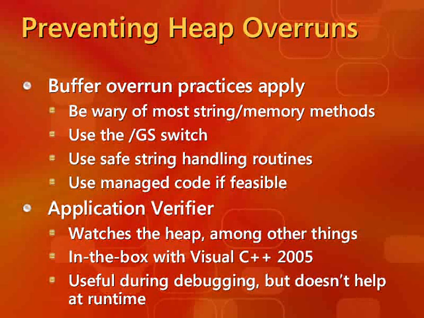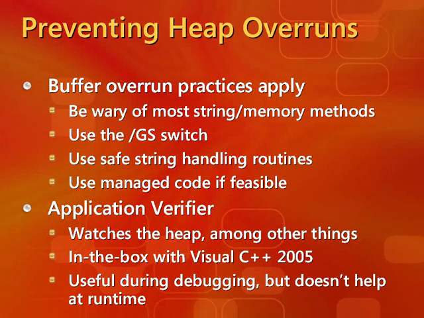Now that we've taken a look at a few of the ways that heap overruns can cause headaches for developers, let's take a look at some of the practices that can help prevent heap overruns. To start off with, pretty much all of the buffer overrun practices still apply. You should continue to be wary of most string and memory copy methods. You should always use the GS switch, and of course use safe string handling routines where possible. And also, still a big benefit is if you can use managed code, definitely take advantage of that. Managed code is virtually invulnerable to all forms of buffer overruns.